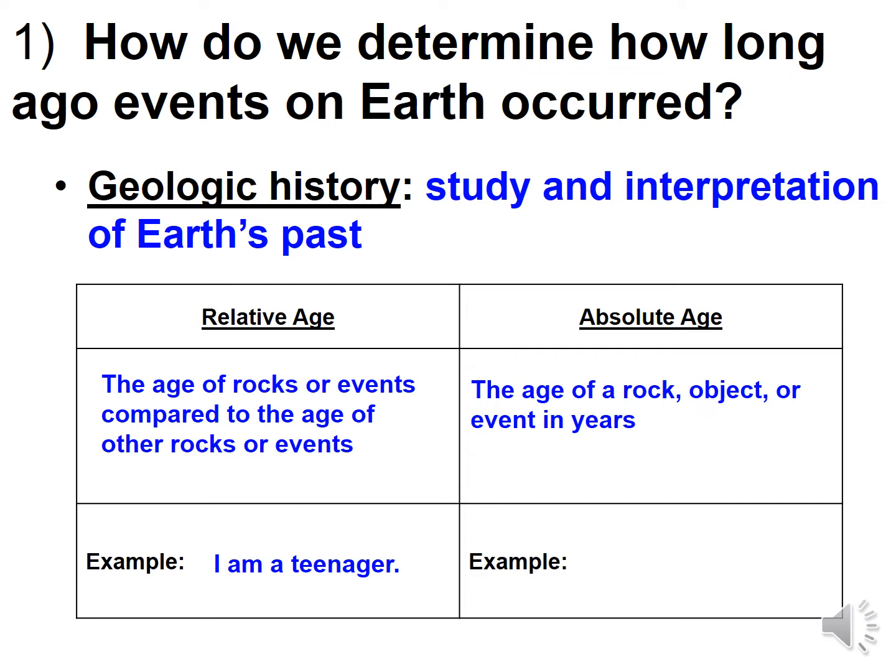The other is absolute age, which is where you do know the exact age. In our case, it's the exact age of a rock, object, or event in years. So instead of saying, oh, I'm a teenager, you would be saying, oh, I am 16 years old, or I'm 14 years old, or however old you are. Again, that's the difference between relative age and absolute age.